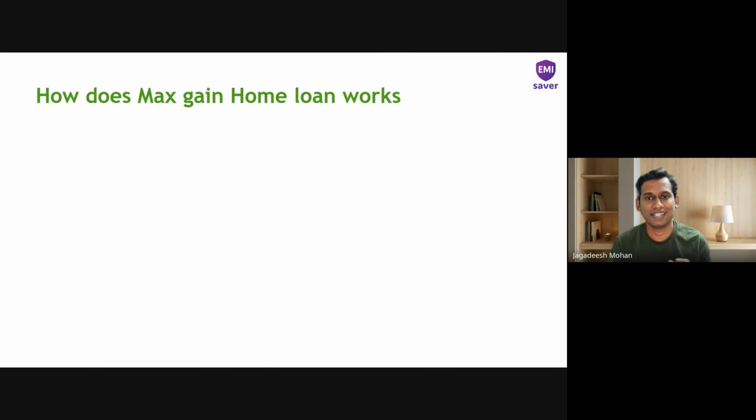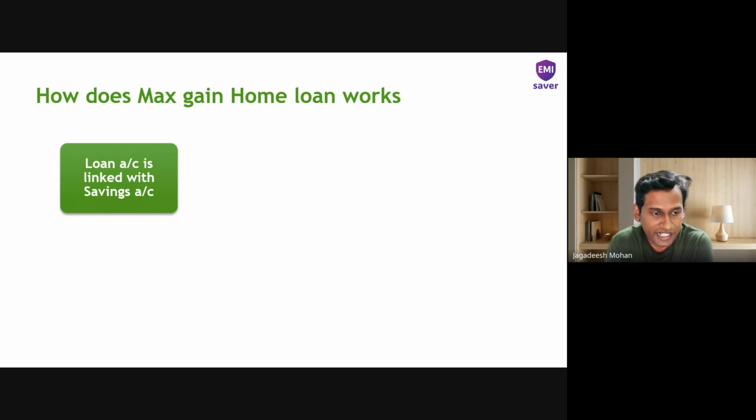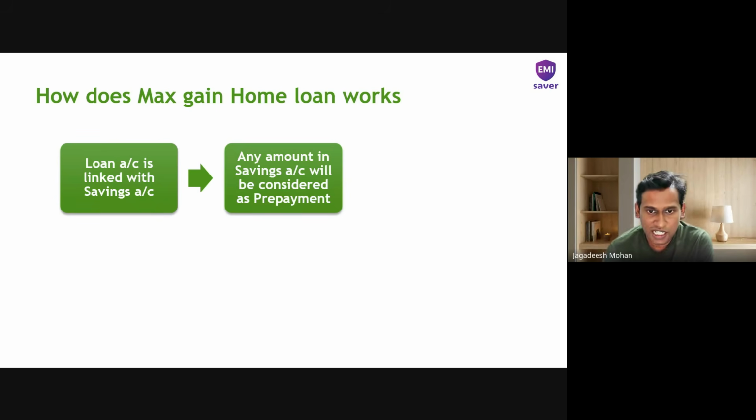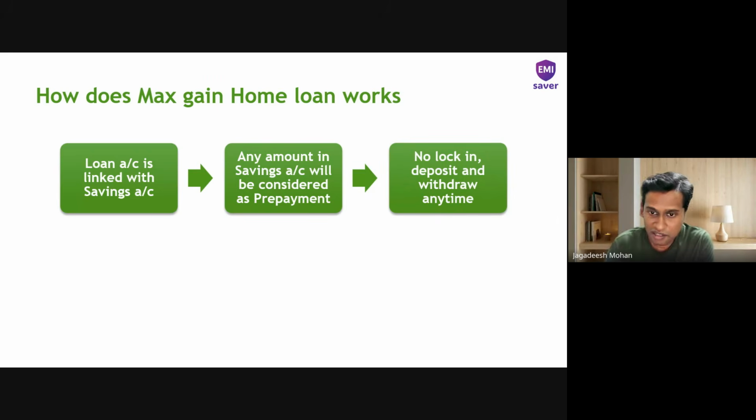Now, let's see how it exactly works. Like a regular home loan, a home loan account is created, and it will be linked with a savings account. Let's say it's SBI: you will be given a loan account, and then an additional account called an OD account is created with it. Any amount that you put in this account will be considered as prepayment against the loan. But the good thing is there is no lock-in on this.